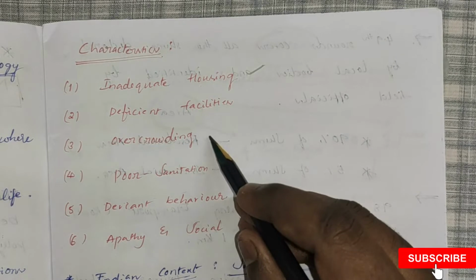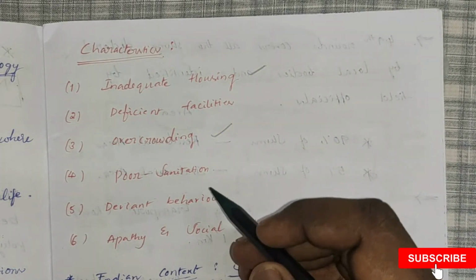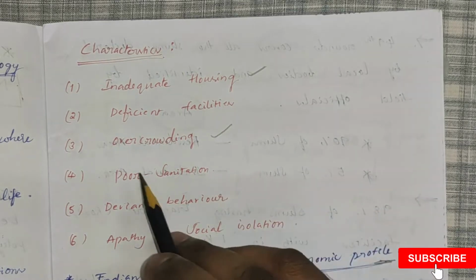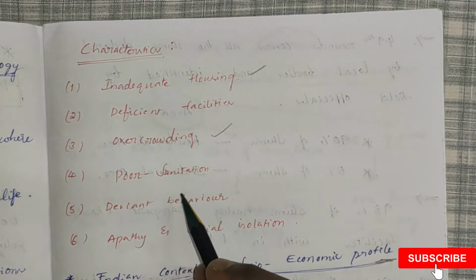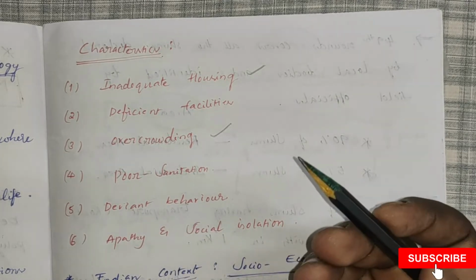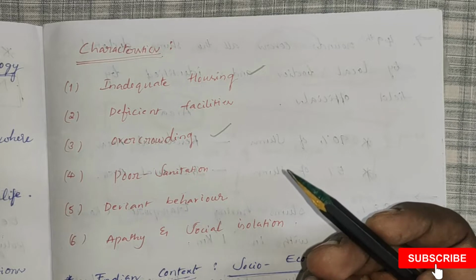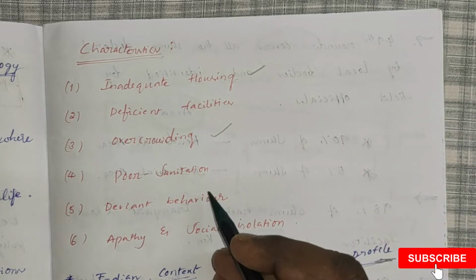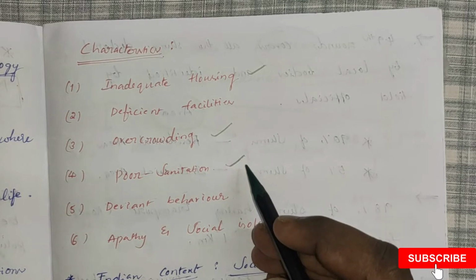Next, overcrowding. Due to poor housing conditions and poor sanitation, there is overcrowding. Next, poor sanitation. As I mentioned earlier, there is a lack of basic amenities like lack of drainage system, lack of sewage system, lack of latrine facilities. This leads to poor sanitation, and slum residents do not mind that.